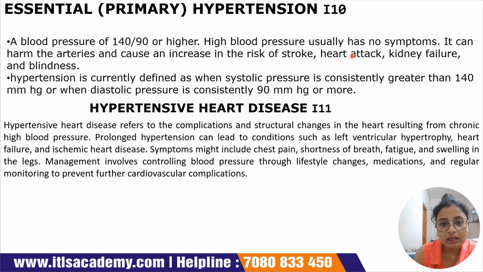Okay, so it is currently defined as when systolic pressure is consistently greater than 140, and this word again over here is very important. Consistently, I will just highlight it for you. Consistently means what? Continuously. Okay, because blood pressure keeps fluctuating in our body.